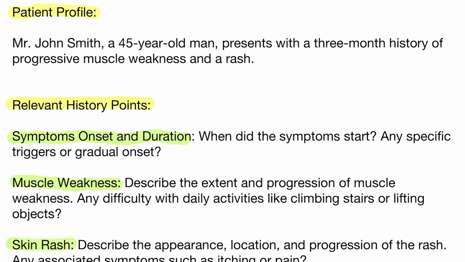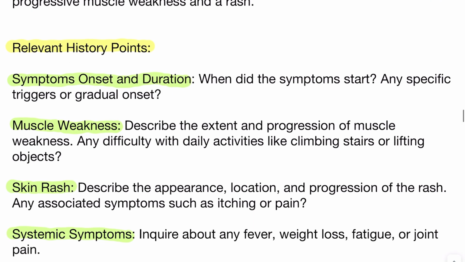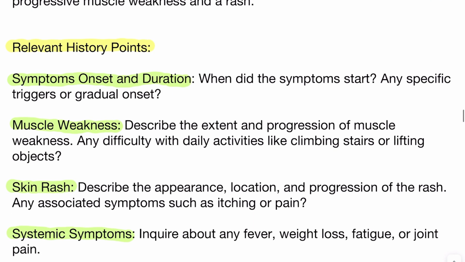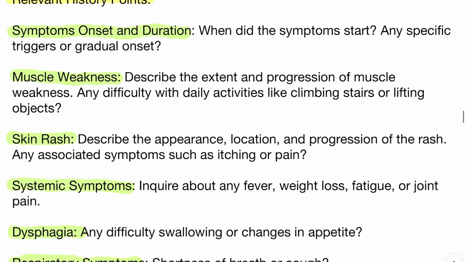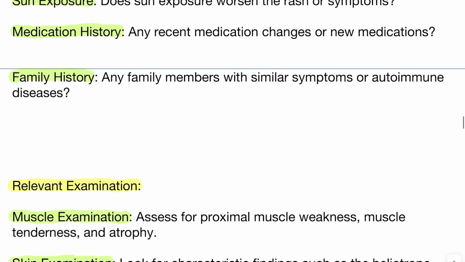So you can start with, I know that you have a 3-month history of progressive muscle weakness. Can you tell me more about it? So the patient will volunteer all the information which he or she is allowed to give you without any prompt. And then obviously you have to prompt and dig out the history. This is about the history.